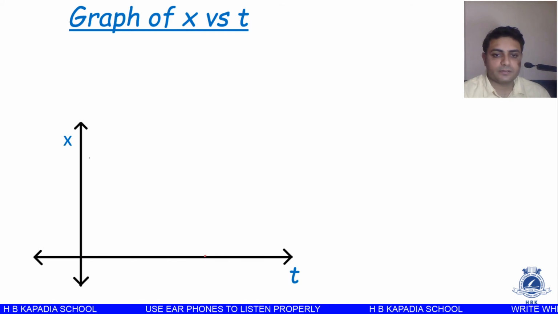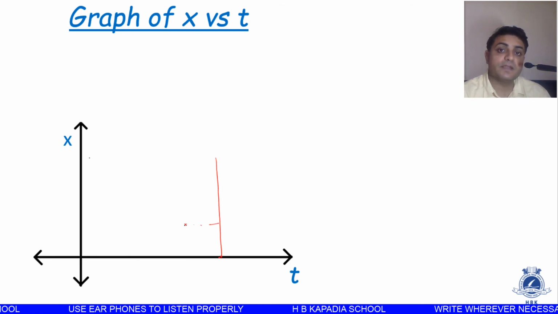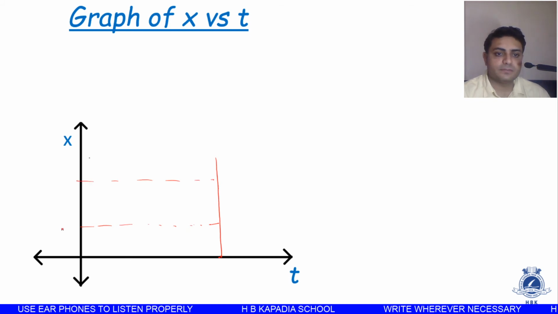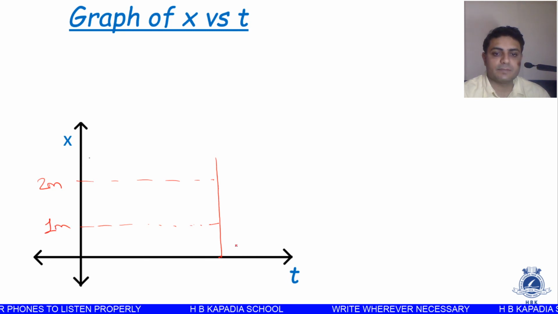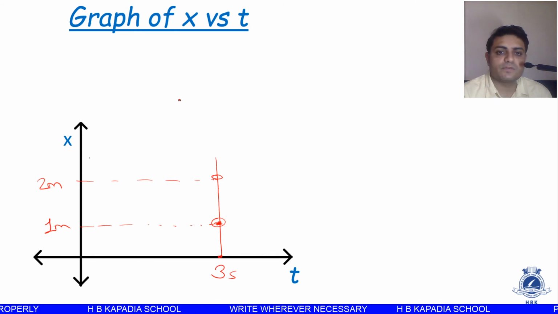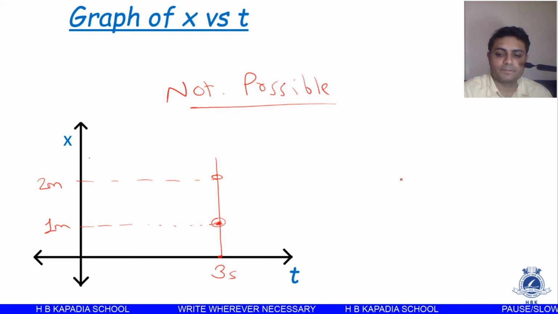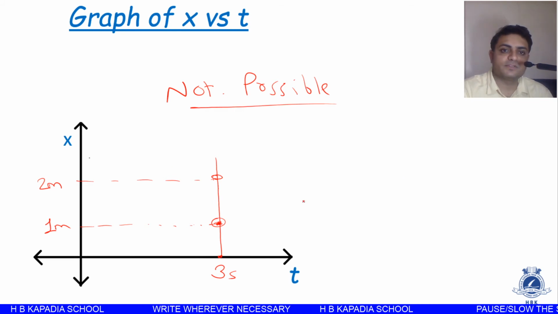Now again imagine a graph like this. You can see in this case also, like we have taken in the previous case, the position is changing. We can say this is initially at 1 meter, later on it came at 2 meter, but the time has not changed. Imagine suppose 3 second. Okay, at 3 second the object is simultaneously at 1 meter and 2 meter. Such things are not possible, so therefore such a type of graph is not possible. Okay, because the time cannot remain constant.